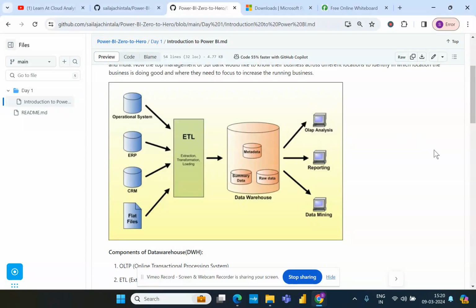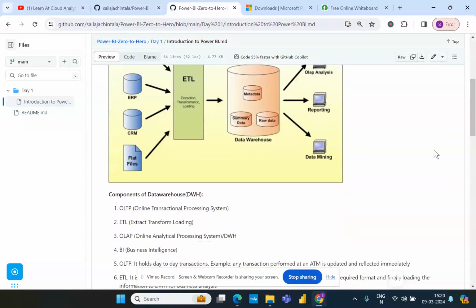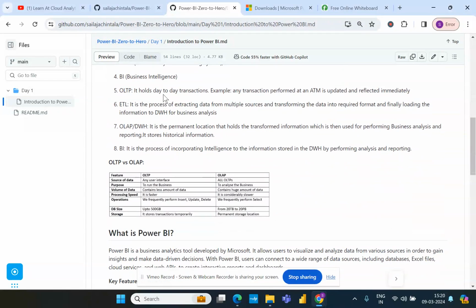Now every day I might perform some transactions, and that transaction is immediately reflected and displayed on my account with that particular transaction ID. So storing the day-to-day daily transactional data or information is nothing but an OLTP. It's like a small relational database where it holds the day-to-day transactional information.